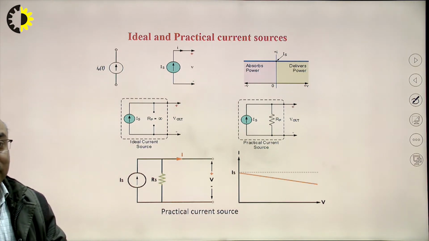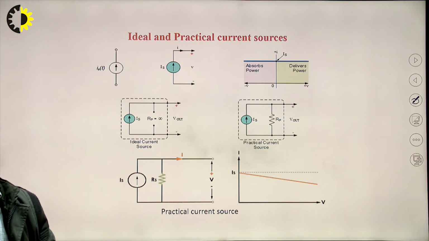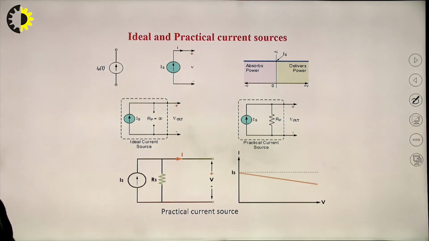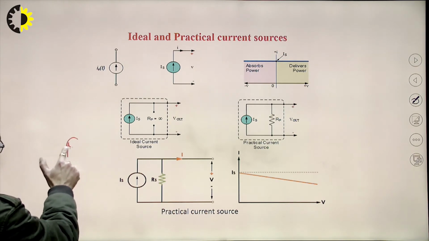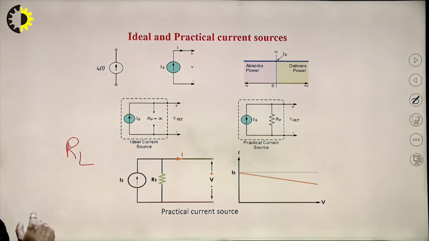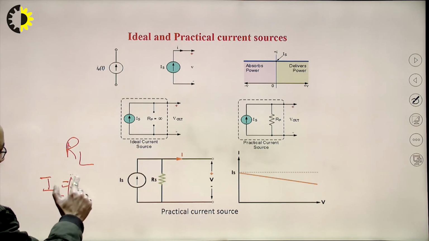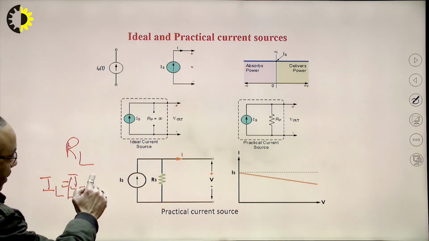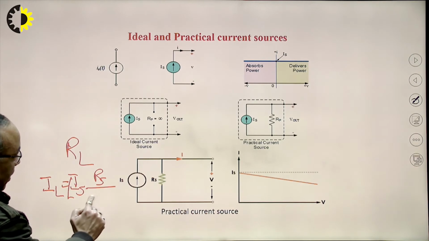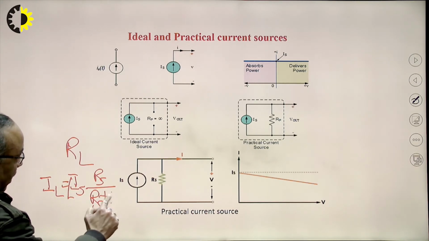Here we can write the equation for the current passing through the load in case of a practical current source using the parallel current division rule. Suppose R L is the load resistance, then the current passing through the load resistance will be given by I L equal to I S into R S upon R S plus R L.